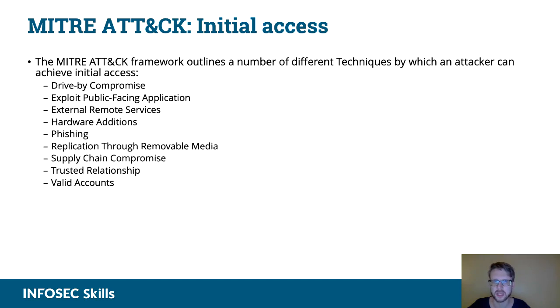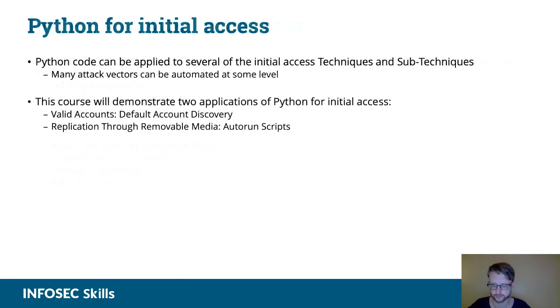replication through removable media, so a weaponized USB thumb drive, external hard drive, etc., compromise of a software or hardware supply chain, so injecting malicious code into applications used and trusted by an organization, exploiting a trusted relationship, such as a vendor's access to an organization's network, and then finally taking advantage of valid accounts on the system.